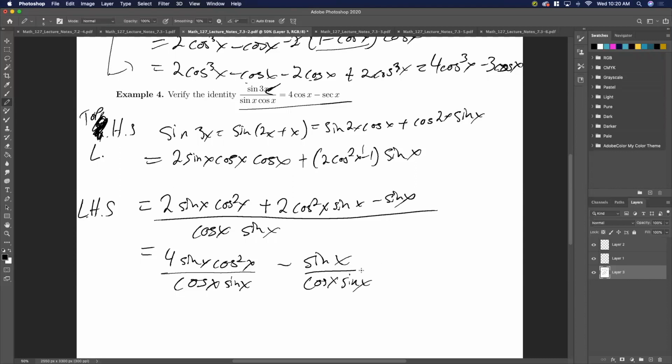Well, this allows me to do everything I want to do. Here, I can get rid of one of the cosines, and I can get rid of the sine. So I'm just left with 4 cosine x. That's all that's left here. Here, what am I left with? Get rid of the sine, get rid of the sine. 1 over cosine x is equal to secant x. What does that equal? Well, it equals my right-hand side. And I'm done.